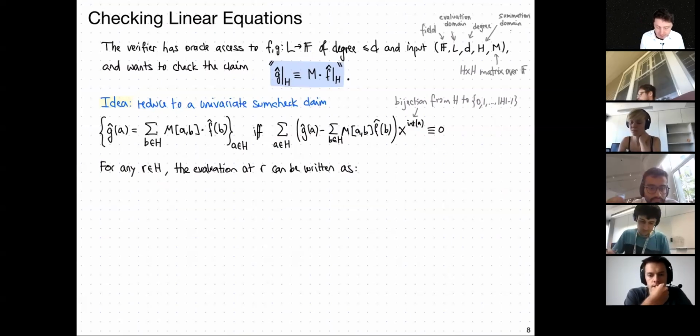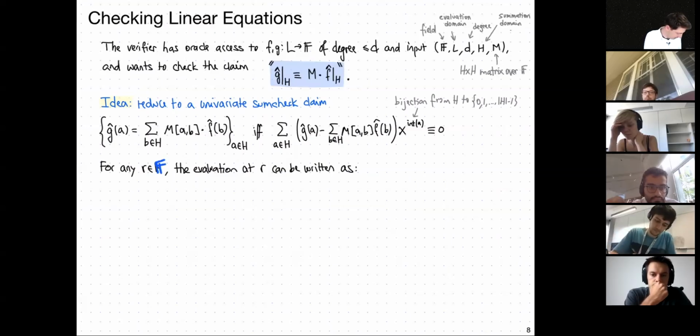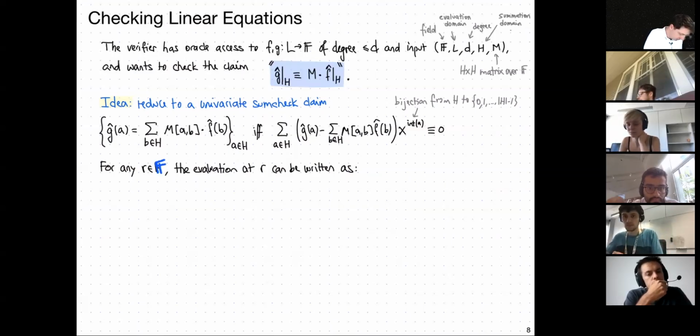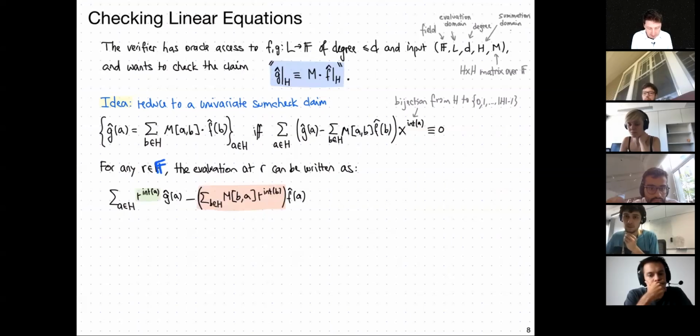Now, for any r, do I mean h? I probably meant something else. Probably meant F here. Let's make a note. For any r in F, the evaluation of this polynomial at r can be written as follows. I pull out this r again as a sum, and this part here is over here, right? Because I can just move it inside and reindex. Okay.